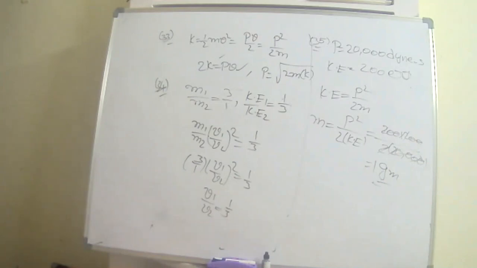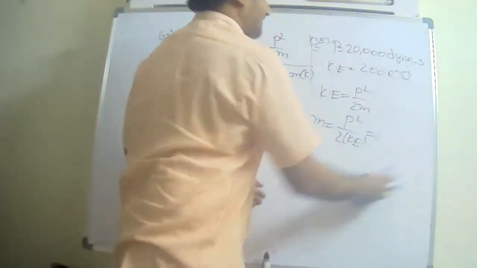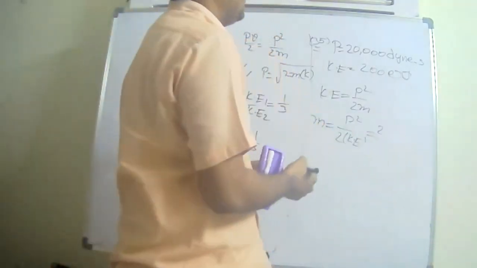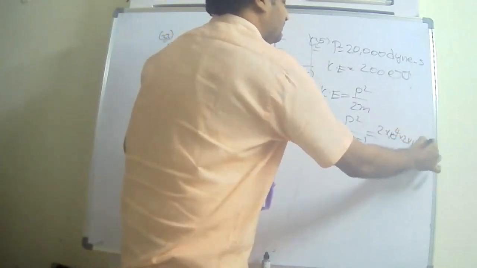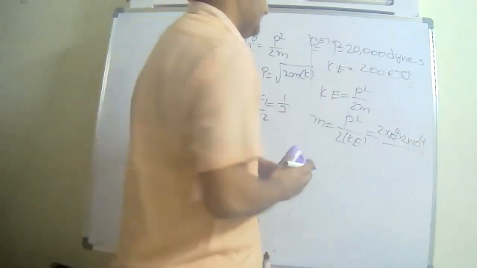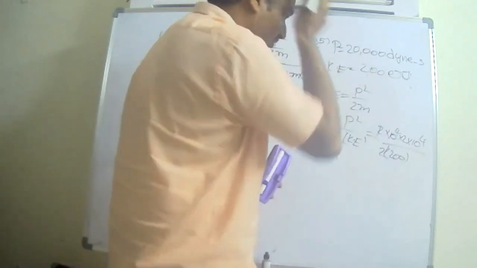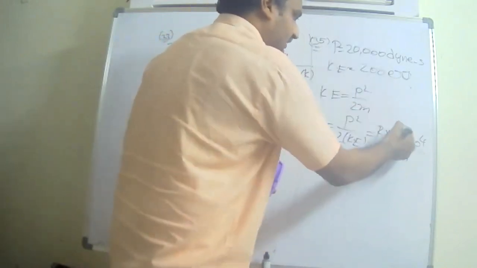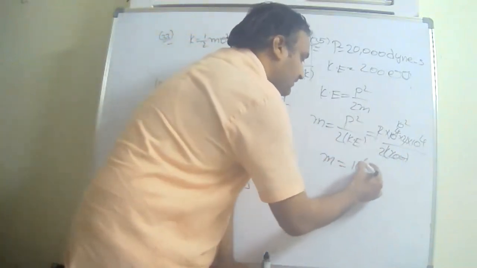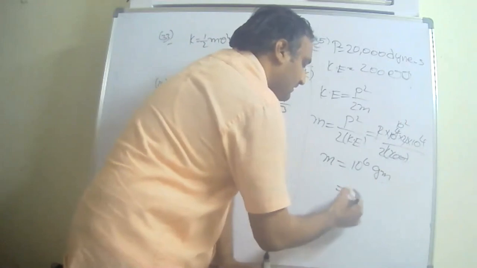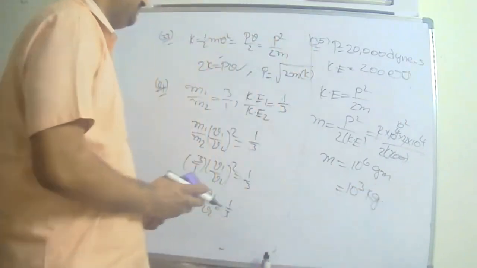P square, reverse రాసానా? P20,000. So నేను అర్థం 2 into 10 power 4 వస్తాం. 2 into 10 power 4. Kinetic energy 2 into 200. ఈ 2 పోతుంది, ఈ 2 సున్నాలు పోతే క్యాన్సిల్. అందుకే ఇది గ్రామ్స్ లో ఉంది. m is equal to 10 power 6 grams or 10 power 3 kg. ఓకేనా? 1000 kg.